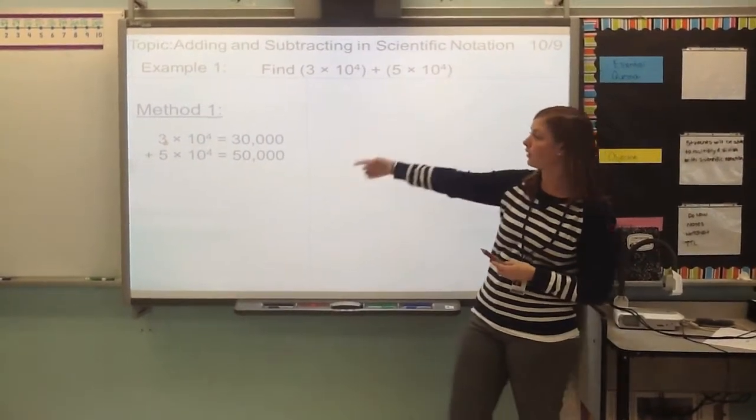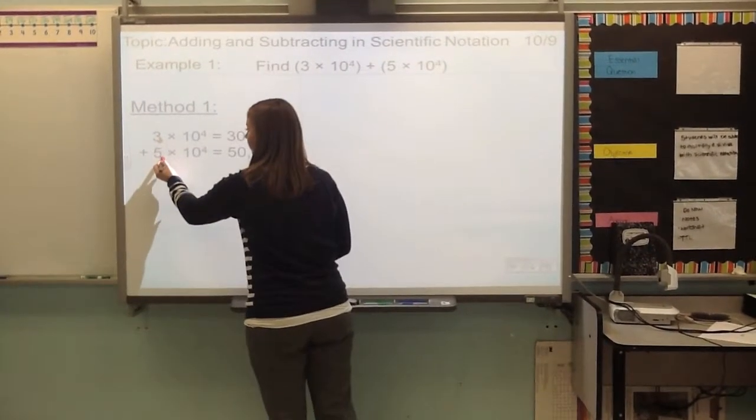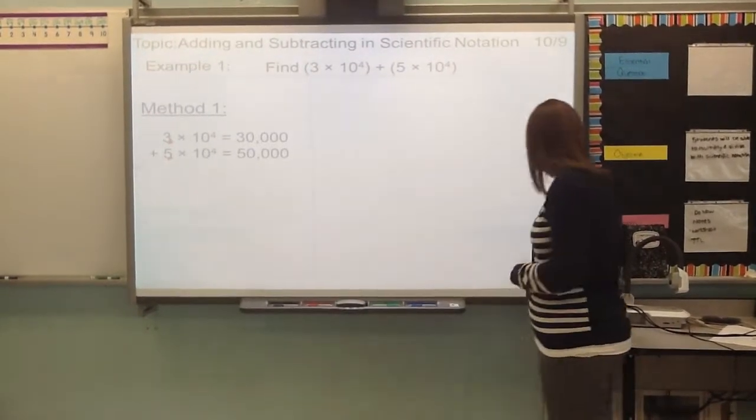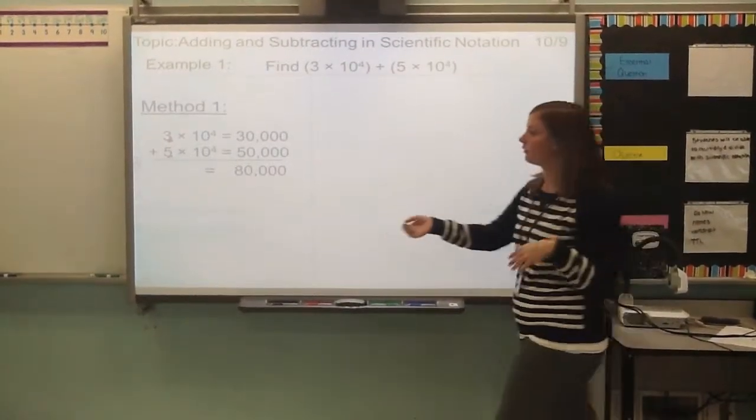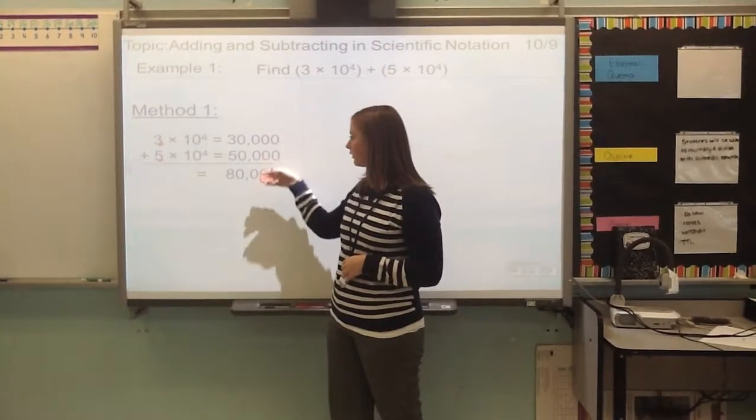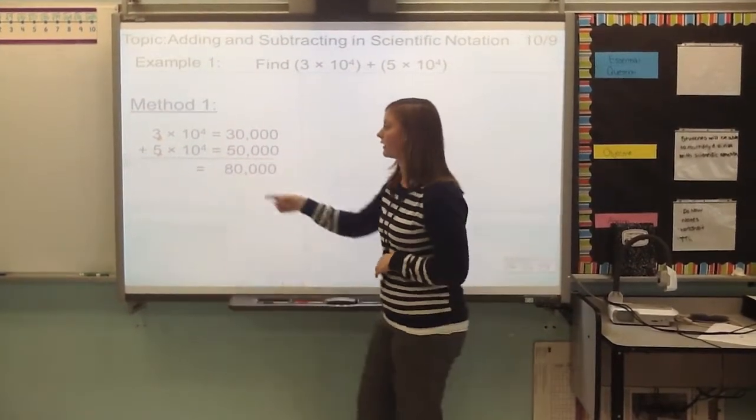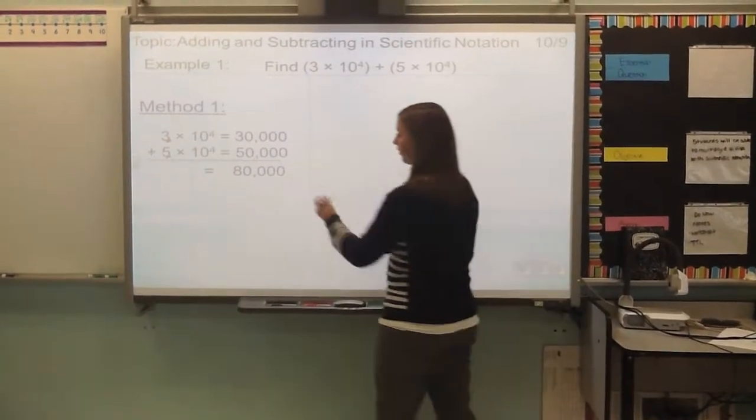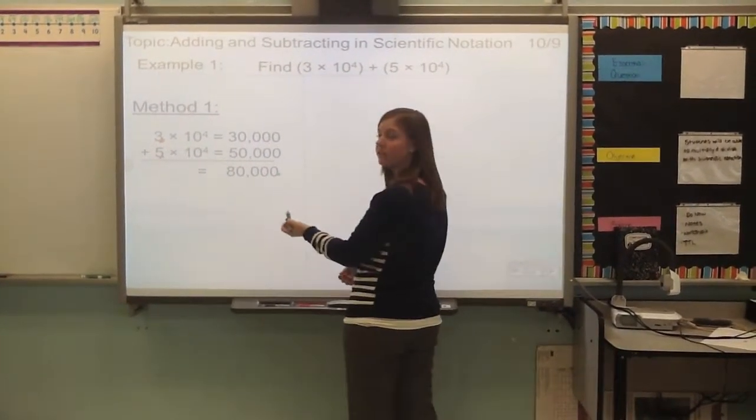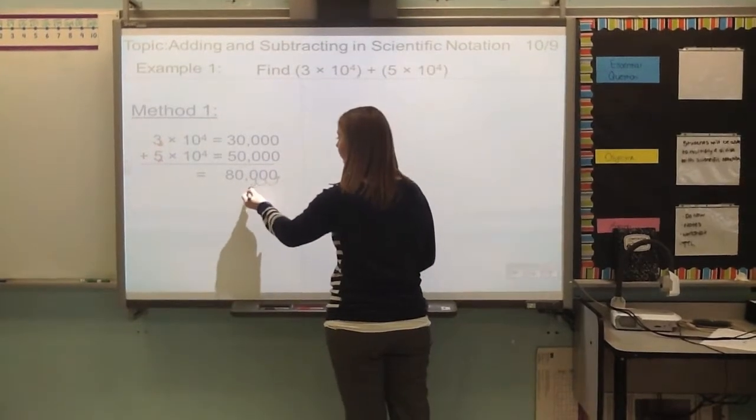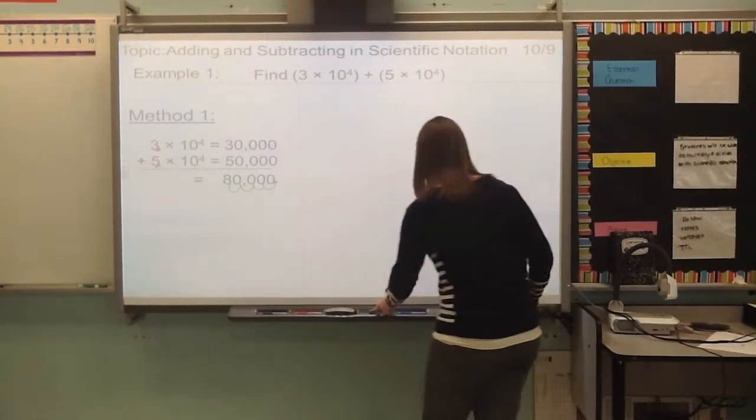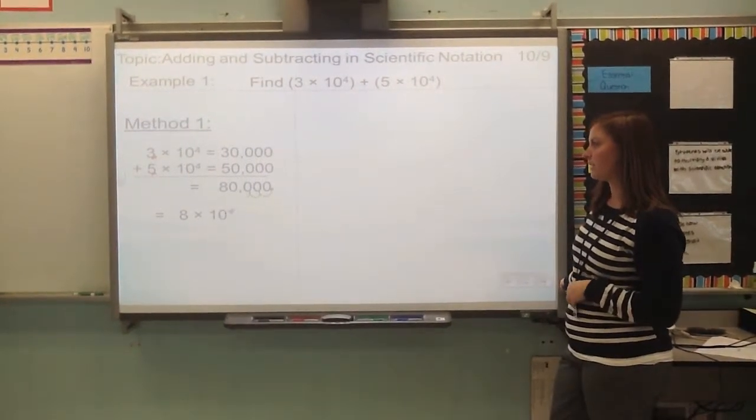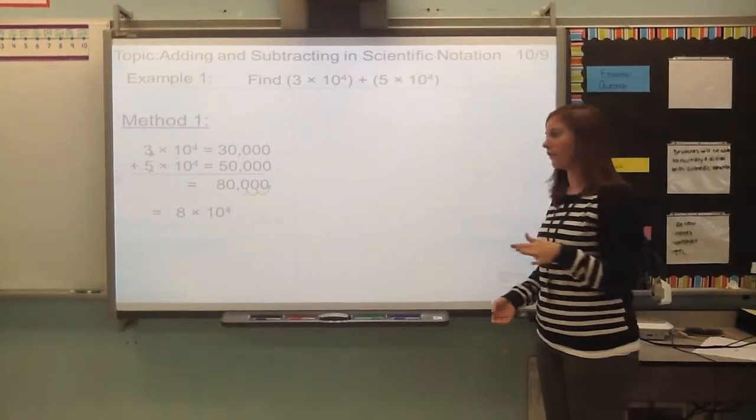5 times 10 to the 4th, we're doing the same thing. So our decimal point's here, and we're moving it over 4 spaces. And now all we have to do is add them. So we do 0 plus 0, they're all going to be zeros, and then 3 plus 5 gives us 8. And then we're going to have to put it back in scientific notation. So remember our decimal point's here. We're going to count how many spaces we're moving over: 1, 2, 3, 4. So our answer is going to be 8 times 10 to the 4th power. So that's the first method you could use.